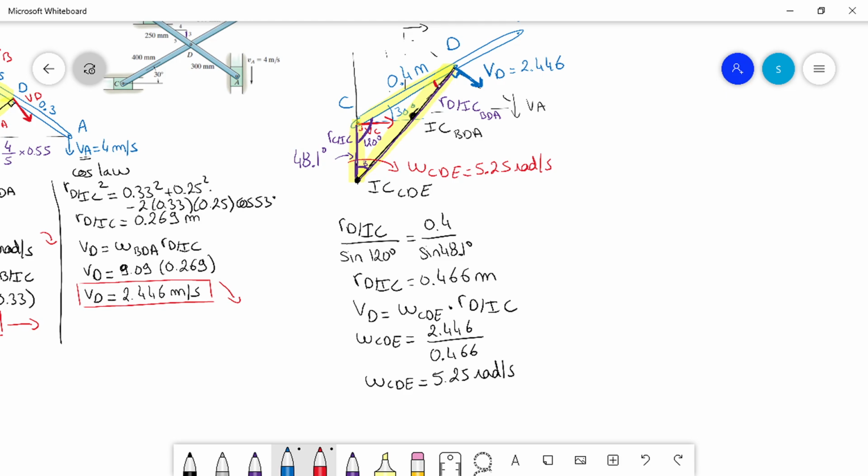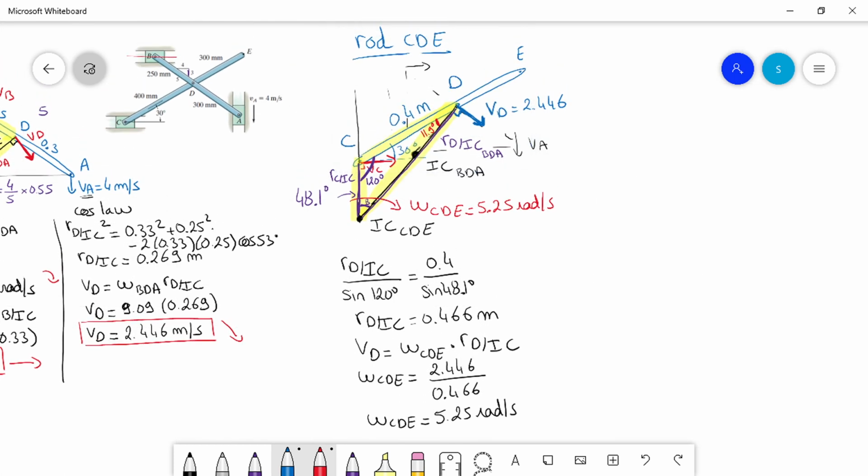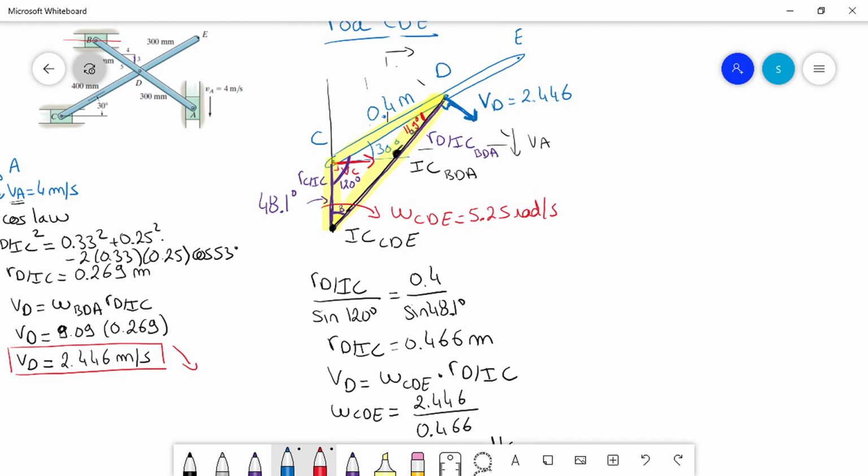So this angle there is 180 minus 120 minus 48.1. That's 11.9 degrees. And the RG, I see this one is 0.466.